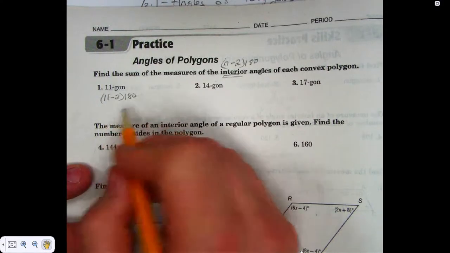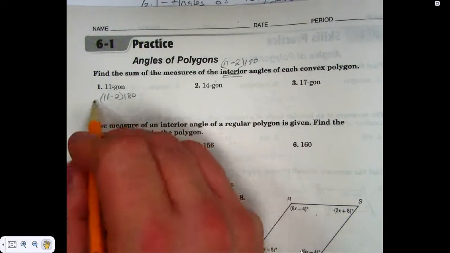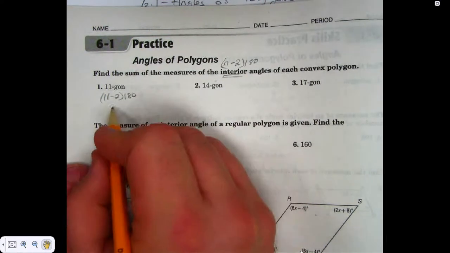The rest is calculator work, isn't it? You don't have to show all the steps here. Now you just put what? 9 times 180. What do you get in your calculator, guys?